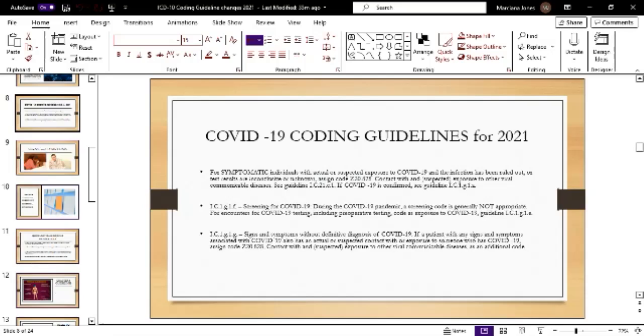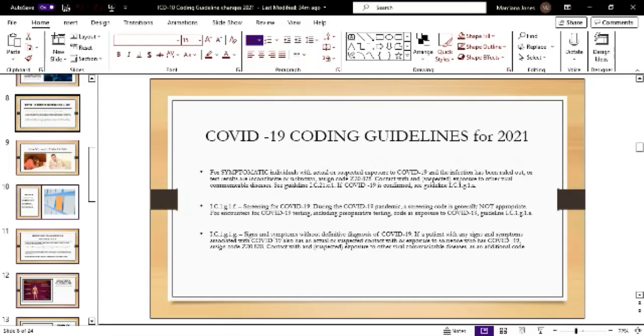So screening for COVID-19. During the COVID-19 pandemic, a screening code is generally not appropriate for encounters for COVID-19 testing, including preoperative testing. Code exposure to COVID-19. And there's the guideline there for that. And again, remember the exposure code is going to be Z20.828.